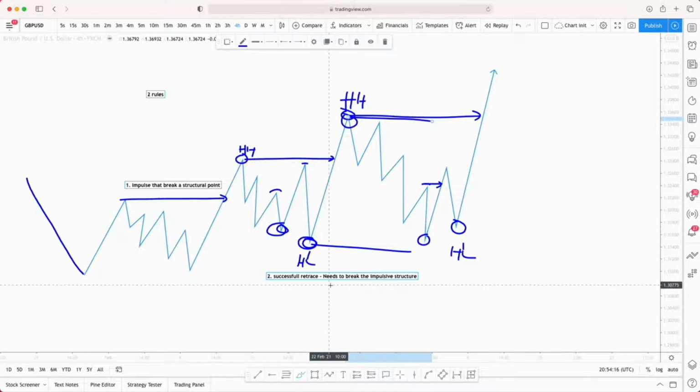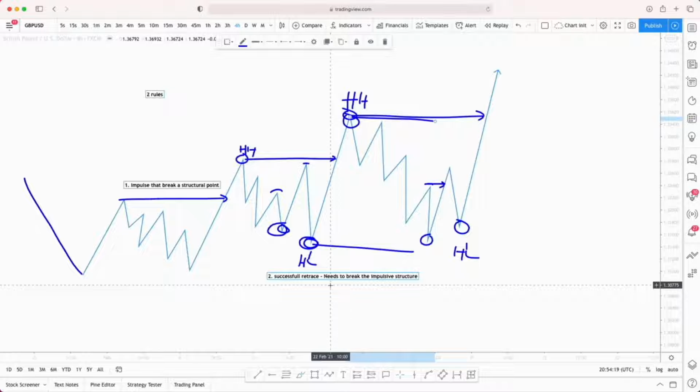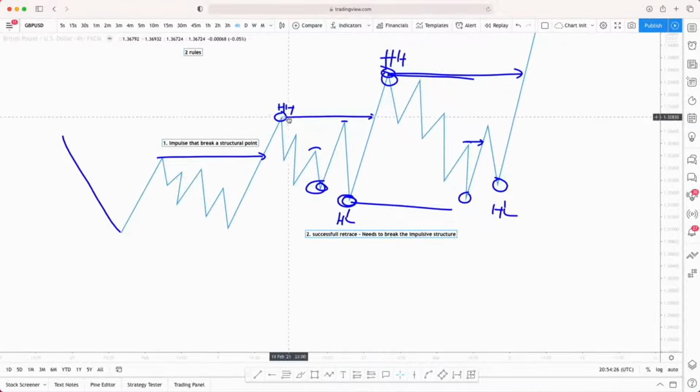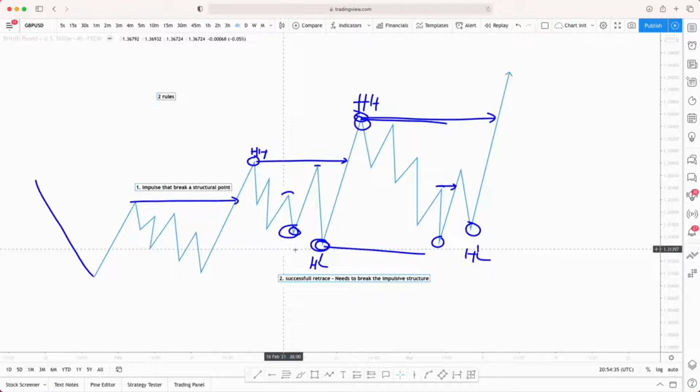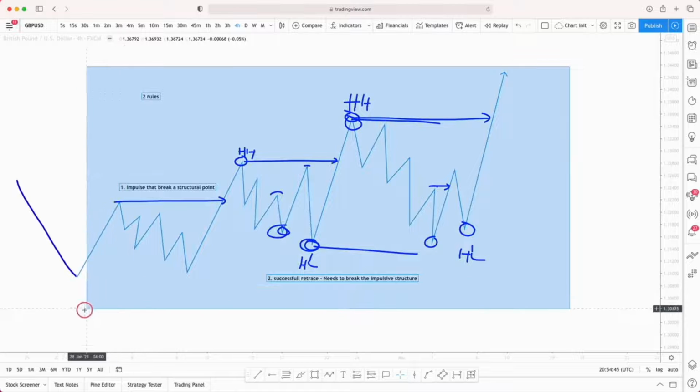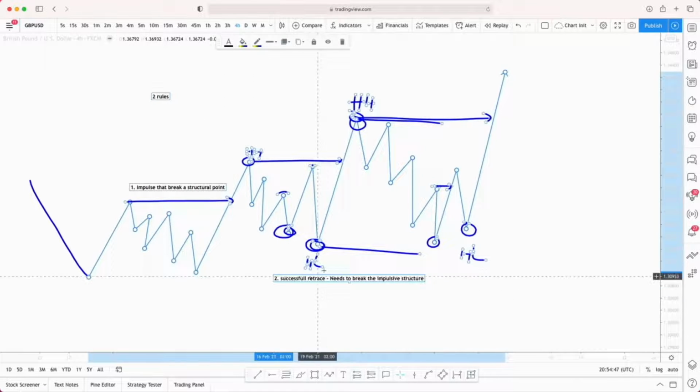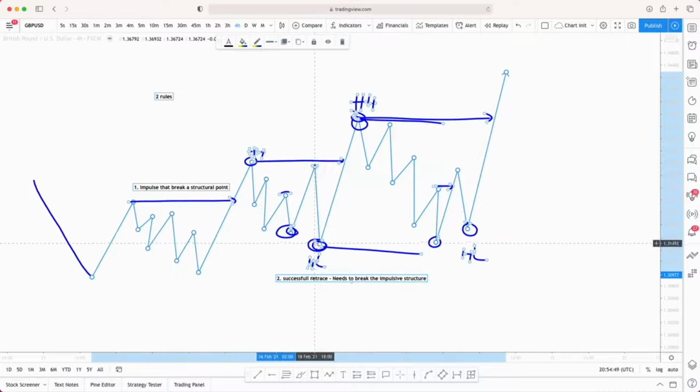But to confirm if price is bullish, you need two rules. You need the impulse and you need the successful retrace which breaks. If, for example, price came and broke this low, then price is not bullish. That was just a liquidity grab and price just comes back down. But to confirm if price is bullish, that is the break that we need. And this is the only thing that you need to remember from this course. I'll explain further why, because our entries are pretty much based on this situation here.